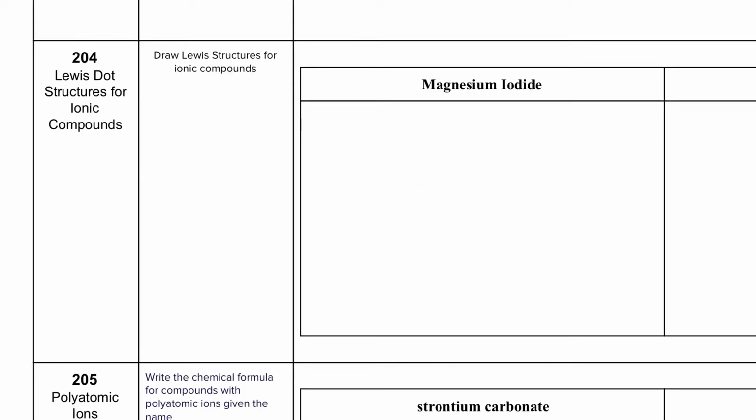So in lesson 204, we drew the Lewis dot structures for ionic compounds. Here's one directly from one of your mastery checks, magnesium iodide. And this is one that, at least in my class, many kids were incorrect because they were drawing the covalent structure for an ionic compound. So we first start with our magnesium. Magnesium has 2 valence electrons. Iodine has 1, 2, 3, 4, 5, 6, 7 valence electrons.